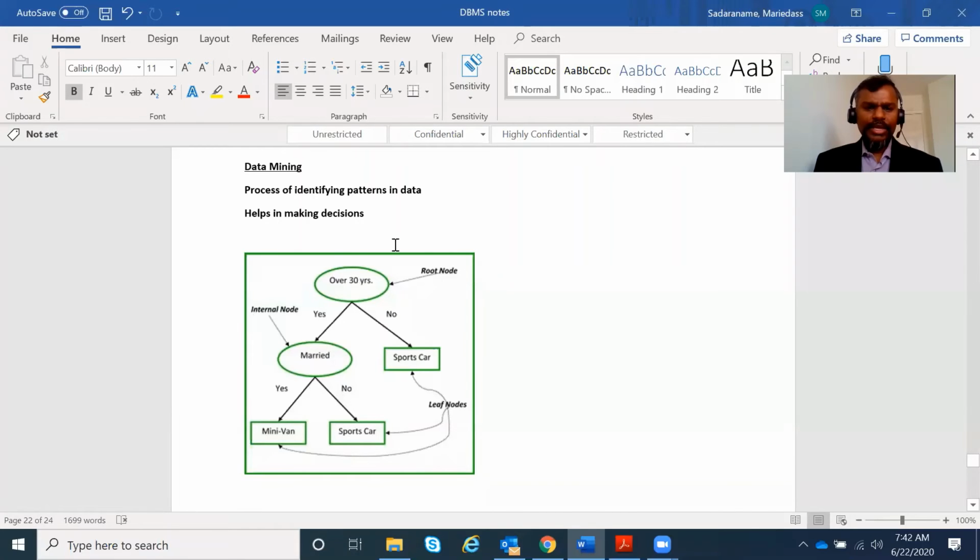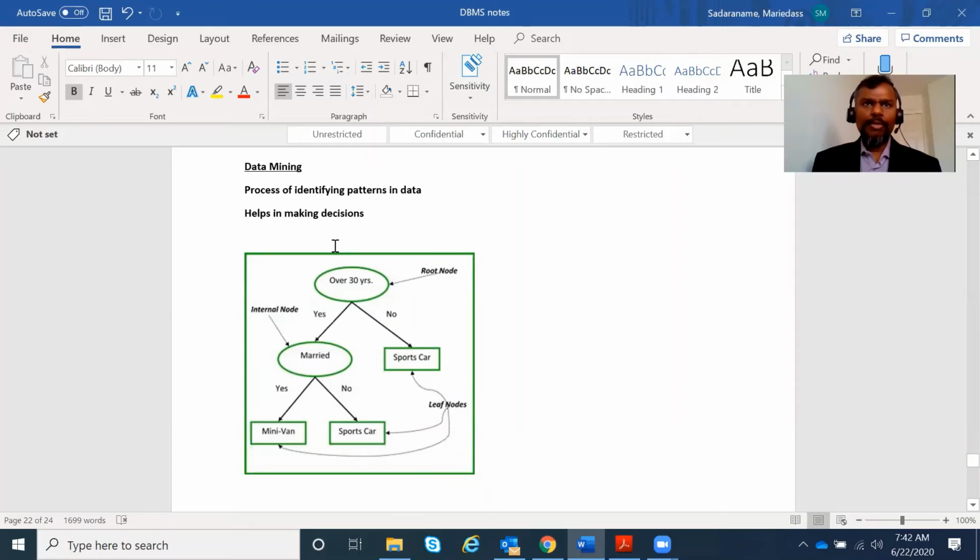So this is an example here. Somebody is planning to buy a car, and they don't know: should I buy a car? Should I buy a van? Within a car, what kind of car should I buy? Basically, the decision tree is derived from your data warehouse.